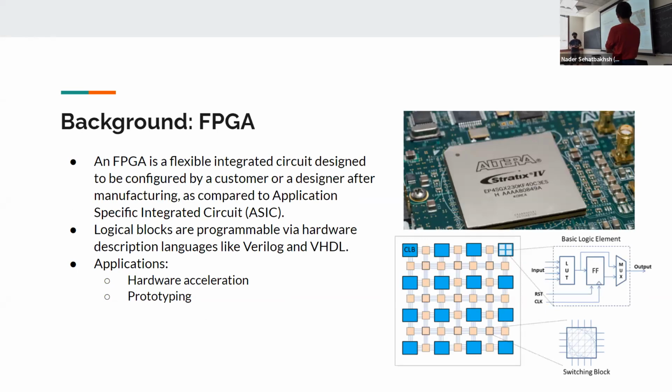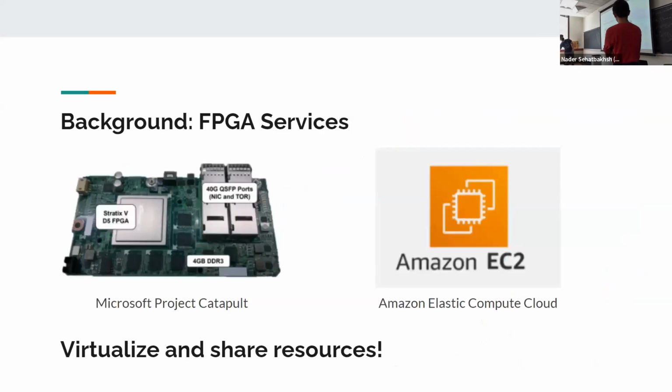An FPGA is a flexible integrated circuit, and the logic blocks are the main building blocks of an FPGA board. They are programmable via hardware description languages like Verilog, if you have taken CS M152A. There are multiple applications of FPGA, for example, hardware acceleration and also hardware prototyping. That's why most tech companies have started to provide FPGA services. For example, Microsoft has its Project Catapult, and Amazon also has its EC2.